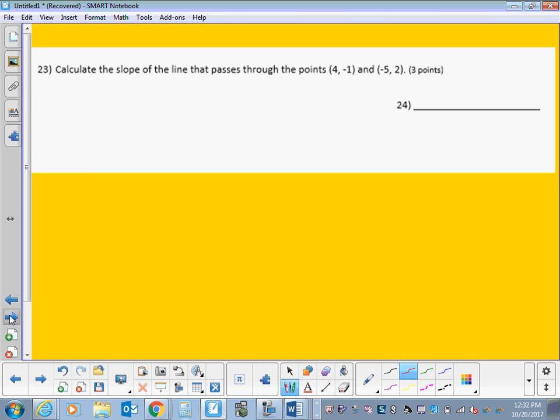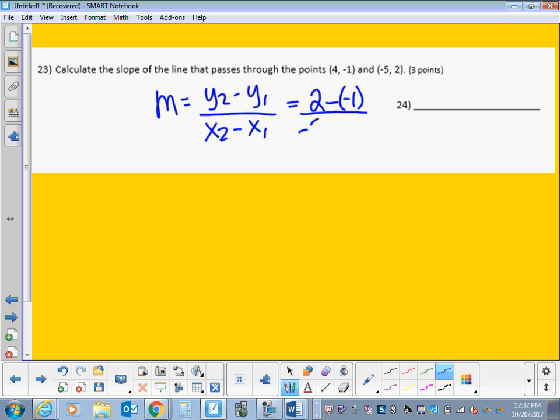All right, 23. Calculate the slope of a line that passes through the points (4, -1) and (5, 2). How do we do this? What's our slope formula? So y2 minus y1 over x2 minus x1. All right, what's my y2? So 2 minus -1 divided by -5 minus 4.